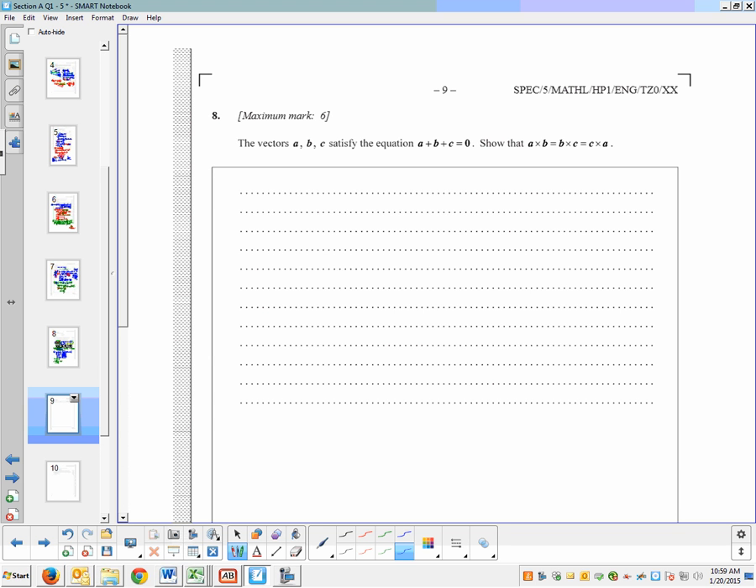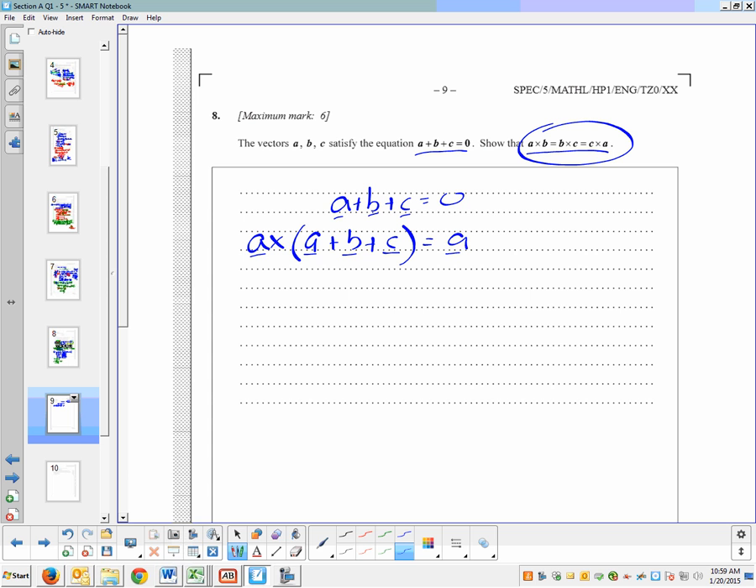Question 8 was not required, but for posterity I'm going to do it anyway. Given that the vectors A, B, C satisfy this equation, show this. So I'm going to use A plus B plus C equals 0 as my starting point. I'm going to cross product it because my answer's got cross products in. I'm going to take cross product with A of both sides. A cross (A plus B plus C) is equal to A cross 0.